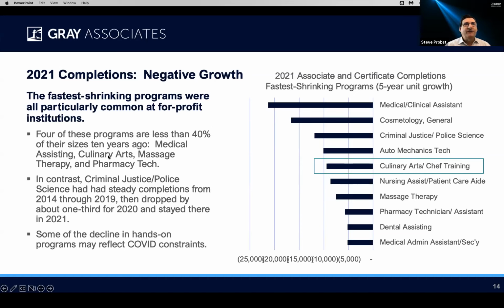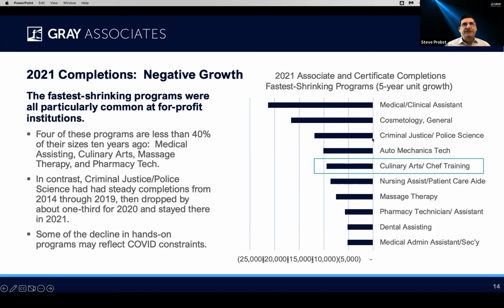I don't think it's a coincidence that these programs were dominated by for-profit trade schools. If you look back 10 years ago, many of the largest ones are much smaller than they were before. So on some level, it's not so much the program shrinking as the school shrinking or going away and taking the programs with them for these.